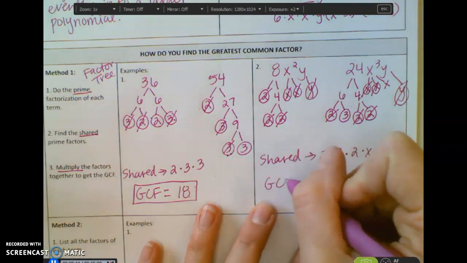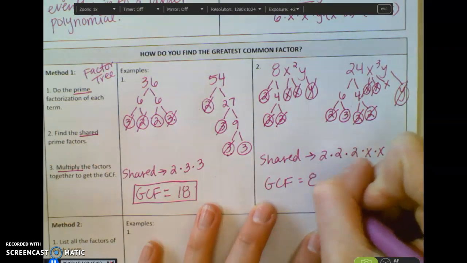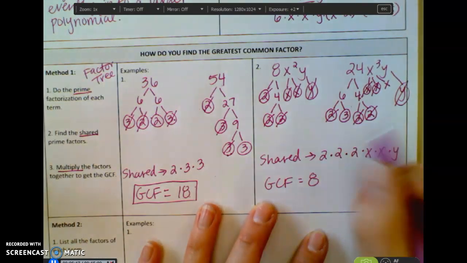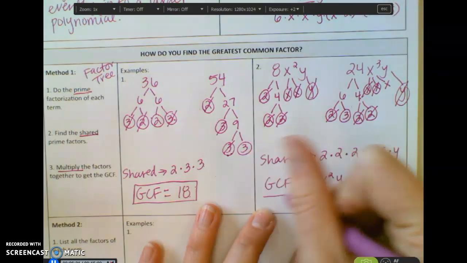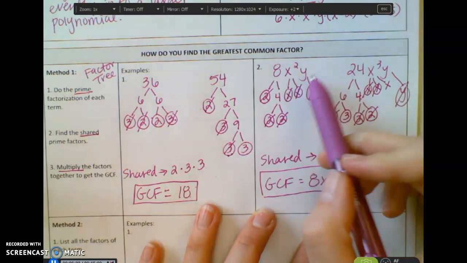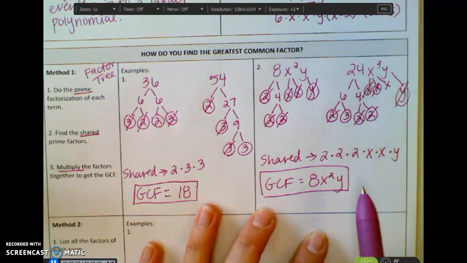Now we just need to multiply these together. Well, 2 times 2 times 2 gives me 8. X times x gives me x squared, and then y. So the GCF of 8x squared y and 24x cubed y is 8x squared y.